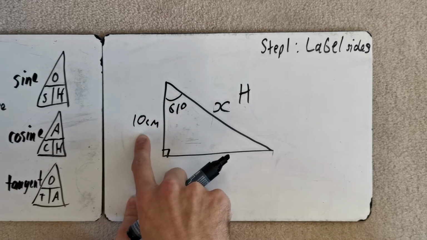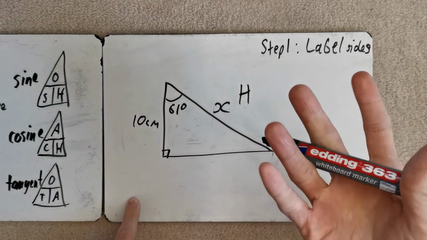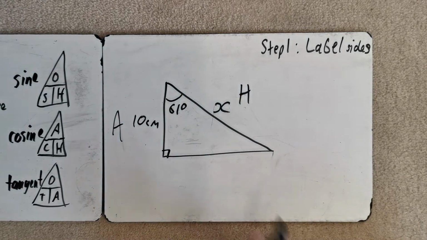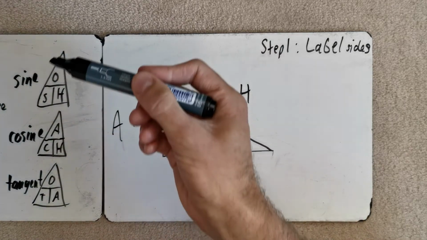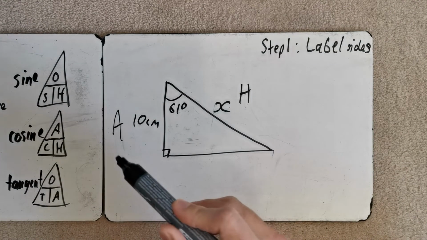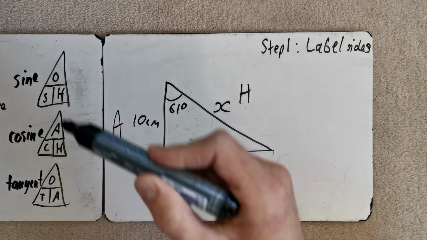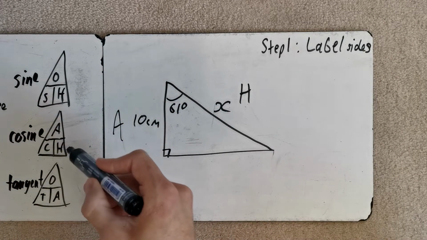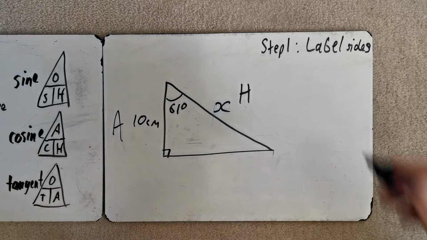Now, is it next to any angles? It's actually next to both of the angles. What does next to mean? In a dictionary, what does next to mean? Adjacent. Okay? We don't need to worry about the opposite at all. Now have a look over here. Which one of these has both A and H in? Sine has got O and H. Cosine has got A and H. What do we need? We needed one with A and H in it. So we're going to be using that.